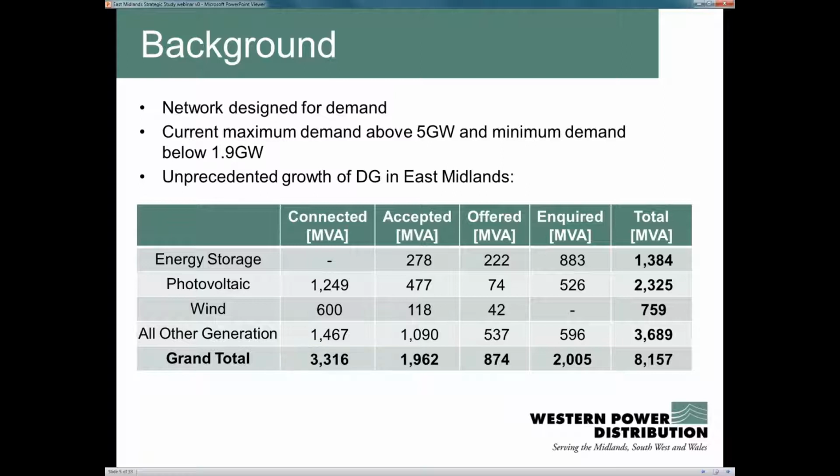So on this slide we also see a table of our connected, accepted, offered and inquired position across the East Midlands. I think what's interesting to note there is the spread of generation that we've already got connected on the network. So we've got a fairly significant amount of PV as the single biggest technology type. But there's quite a lot of significant other generation as well. So it's not just a massively PV dominated network. We have generation running all the time on the network. And we have a total of 3.3 gigawatts connected at the moment, with a further almost 2 gigawatts accepted and in the pipeline to be built.